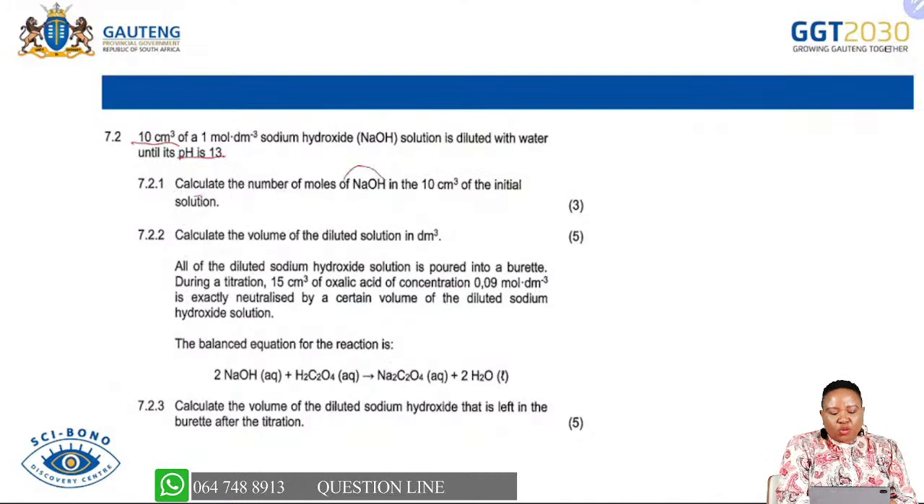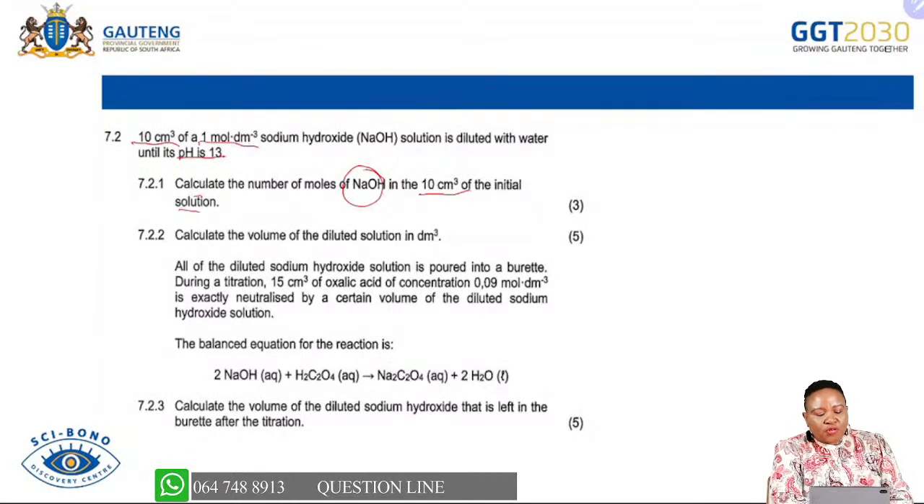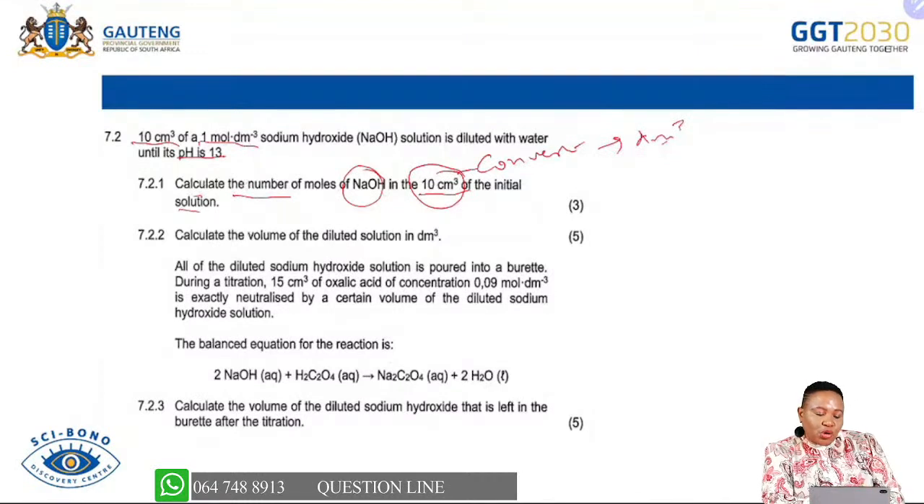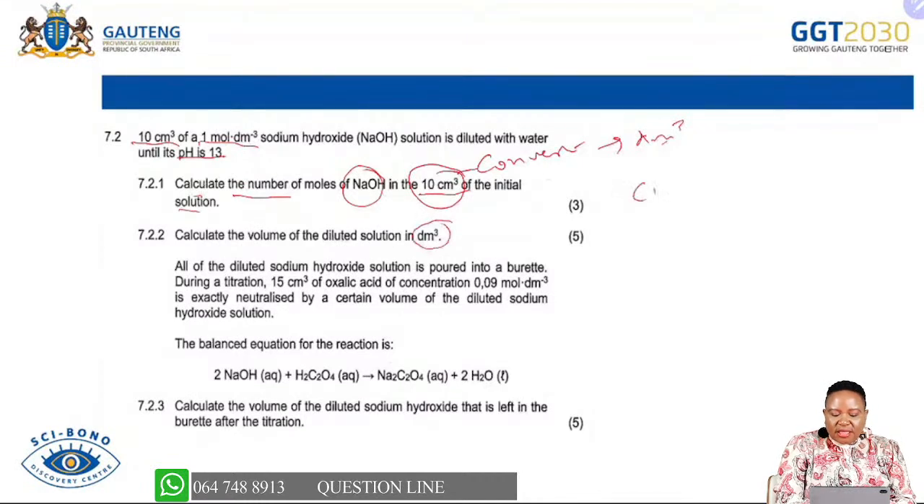We can just look at number 1. Calculate the number of moles of sodium hydroxide in 10 cubic centimeters of initial solution. So we are provided the concentration of sodium hydroxide, and immediately when you look at our volume, it is given in cubic centimeters. So we know that we need to convert them into cubic decimeters in order for us to do what? To calculate the number of moles. So we'll definitely calculate the number of moles of sodium hydroxide. And then here we need to calculate the volume. So we know that C is equal to n over V.